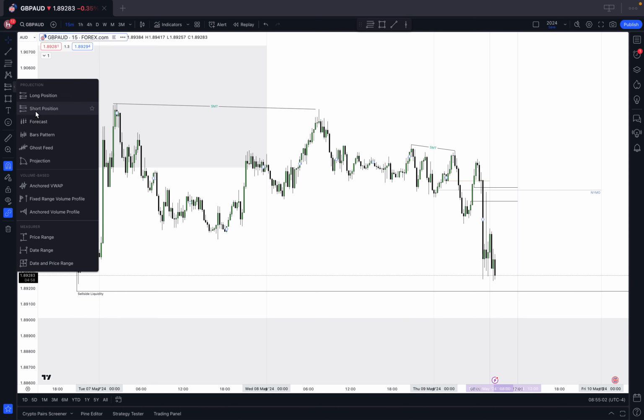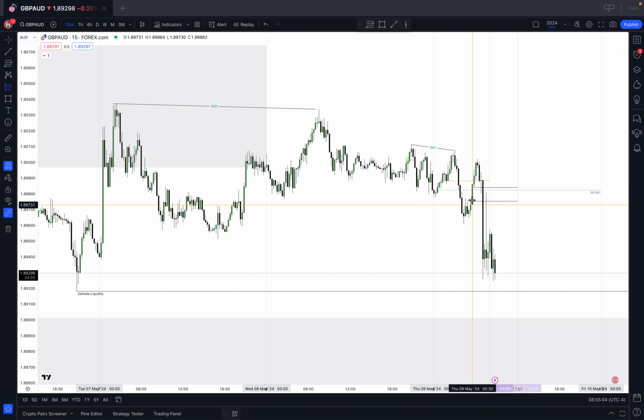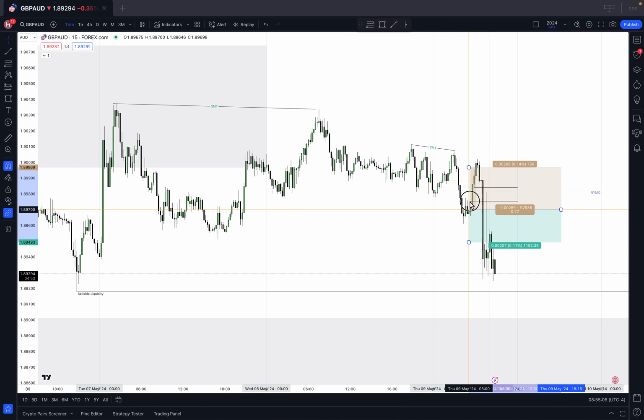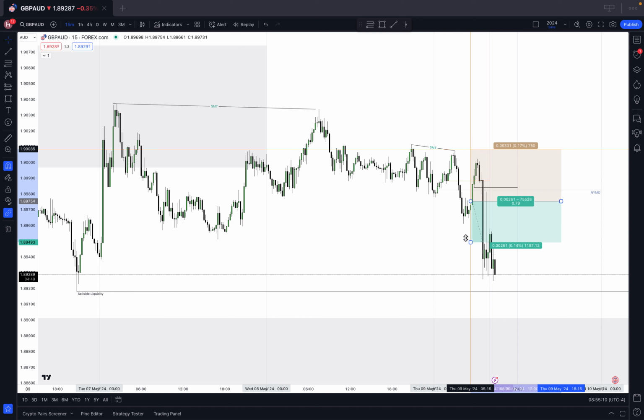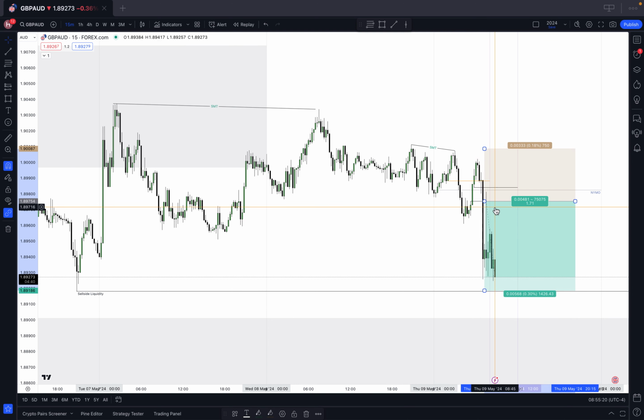But either way, just to put this into perspective, my stop is above this high because again it's protected. Let's just say, for example, you put your profit here.